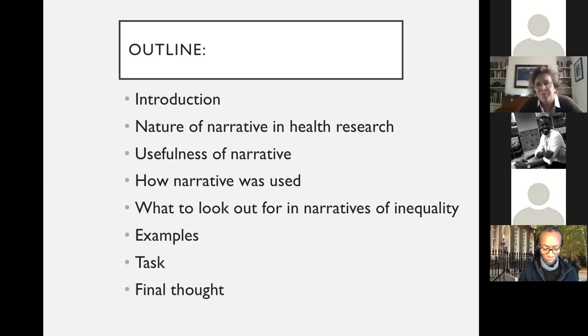Then I'll move on to look at what exactly you have to look out for, especially if you're dealing with inequalities within the context of health research. I'll give you 3 examples. Then I'll ask that we do some exercise, and then we'll be done.